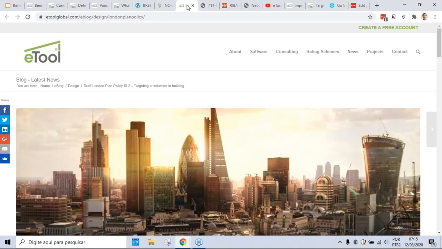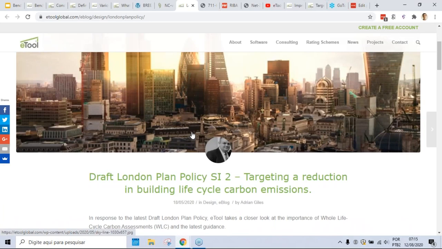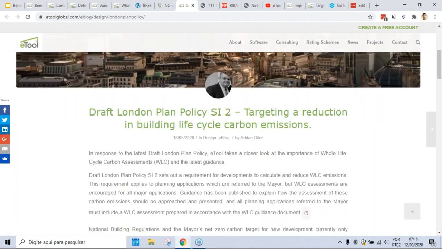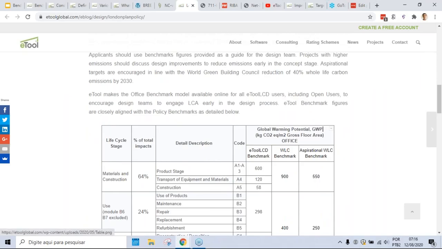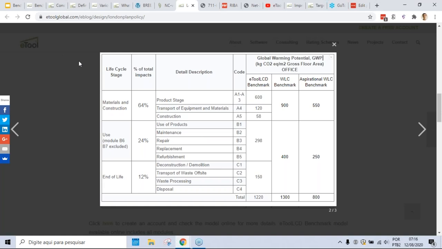Some regulatory requirements. And this is a post we published recently about London Plan policy. Really good example about targeting reduction in building life cycle emissions. So this policy relies on life cycle assessment pretty much and defines specific targets for building applications and building approvals. There's a lot of details here. I'm just going to reference this table for now because we're going to explore it in more details throughout the presentation.